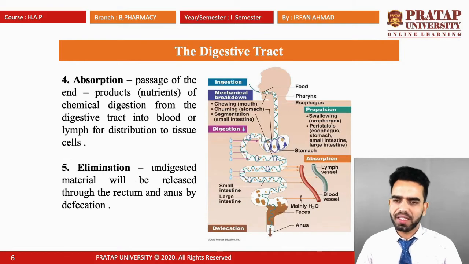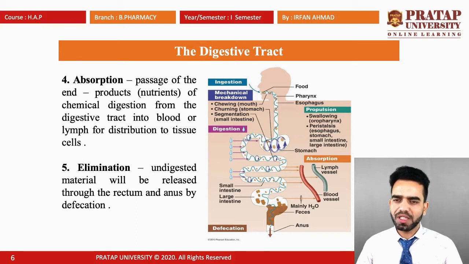Next function of the digestive tract is absorption. What does absorption mean? Absorption is the passage of the end products, the nutrients of chemical digestion, from the digestive tract into the bloodstream. After chemical digestion is over, the nutrients pass from the small intestine into the blood or lymph for distribution to tissue cells, where respiration will take place and ATP, adenosine triphosphate, will be formed. That will help us build energy in our cells so that we can carry out various functions.